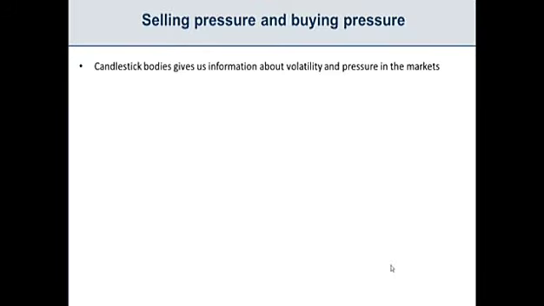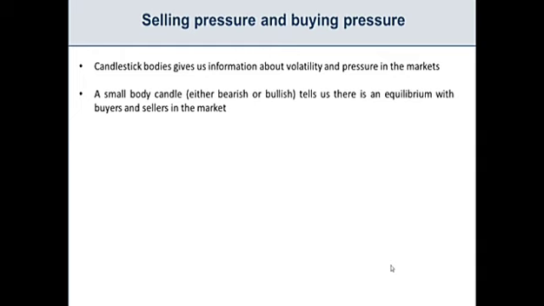Now, the selling and the buying pressure. How to read the selling and the buying pressure with Japanese candlesticks. Well, candlestick bodies give us information about volatility and pressure in the markets. For example, a small body candle, either bearish or bullish, tells us that there is an equilibrium between buyers and sellers in the market. If it is a small body bullish candle, it will mean that the bulls have a little edge over the bears, and if it is a small body bearish candle, it would mean that the bears have a little edge over the bulls.